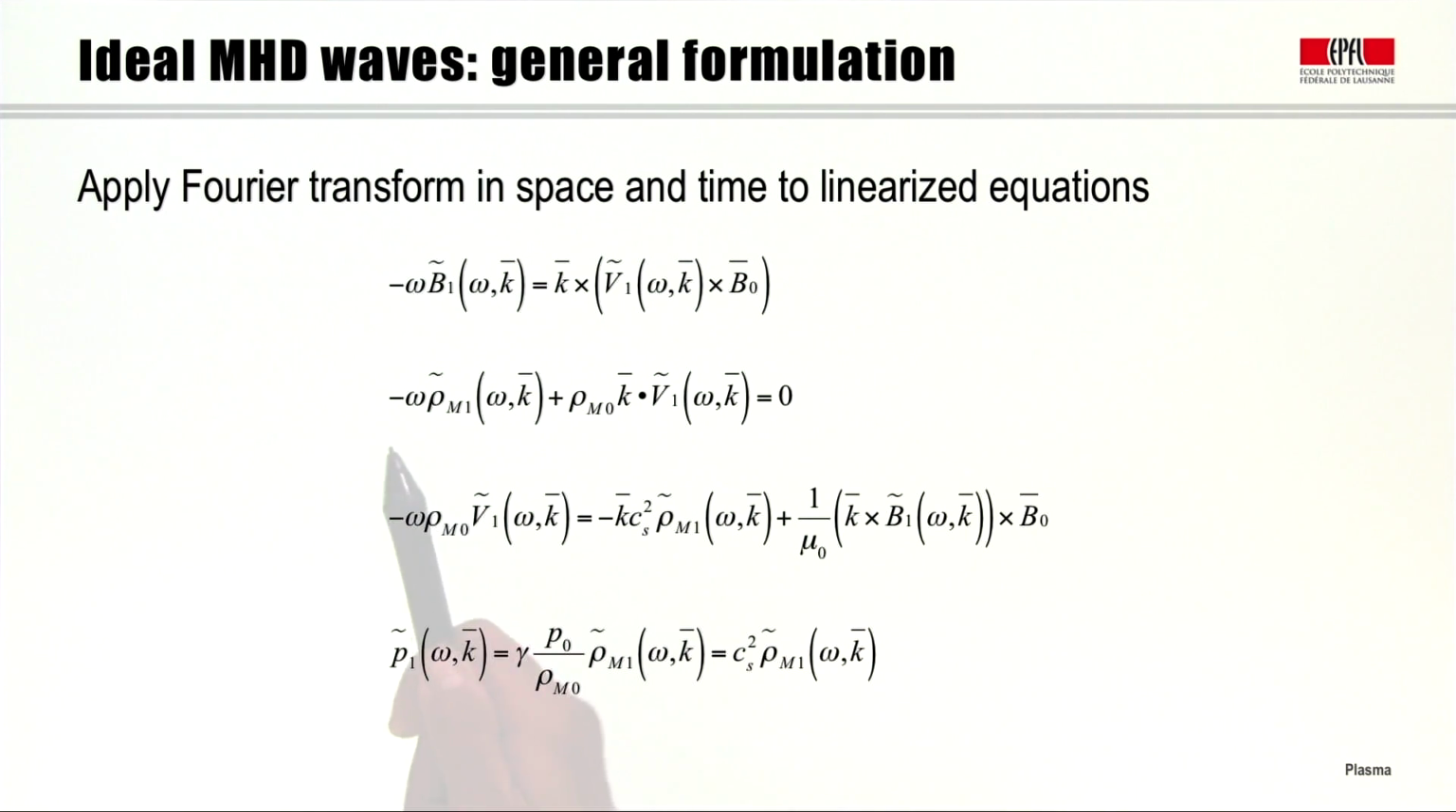For the mass density, we have minus ω ρm1 tilde plus ρm0 k dot V1 tilde equals 0. We have then for the momentum balance equation minus ω ρm0 V1 tilde equals minus k Cs squared ρm1 tilde plus 1 over μ0 k cross B1 tilde cross B0. And finally, for the perturbed pressure, P1 tilde equals Cs squared ρm1 tilde.